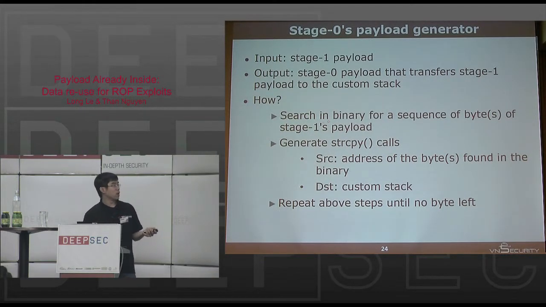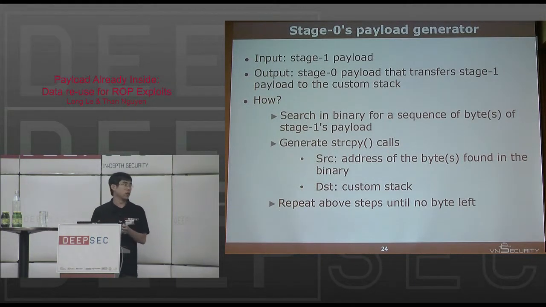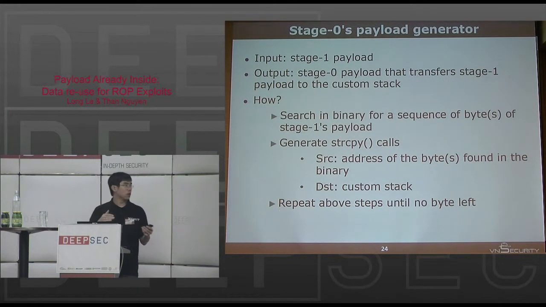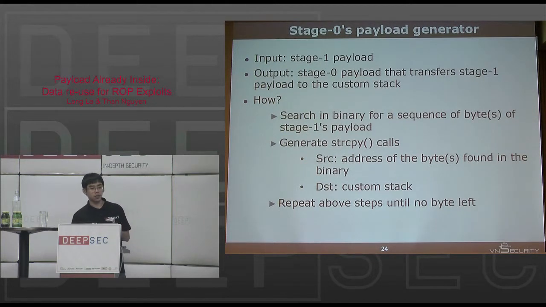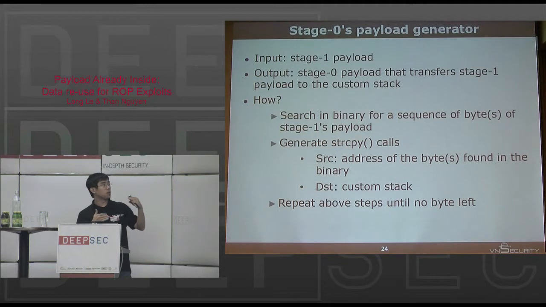As I mentioned before, let's say state 1 is 100 bytes. I look for the first byte, the second byte, the sequence of bytes in the state 1 payload, and I search for those bytes in the binary itself. Once I find similar data in the binary, I generate the strcpy code where the source is the address of the byte in the binary and the destination is the custom stack. And keep repeating until state 1 is finished. After the state 0 is done, you will have a new custom stack with the full state 1 payload there.